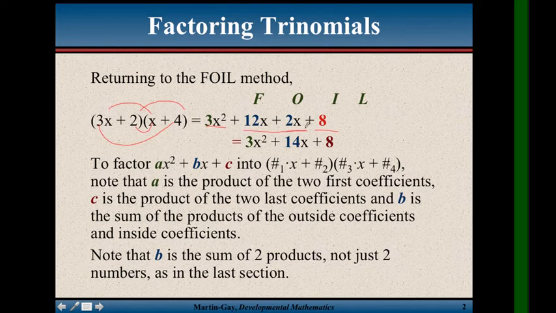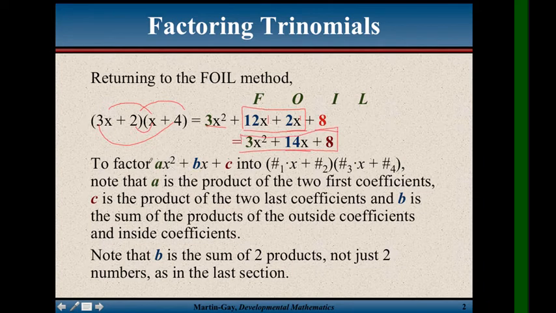And we will add these two numbers because they have the same variables. They have the same exponent, so we can add them. So 12 plus 2 is 14x. So that is using this FOIL method.